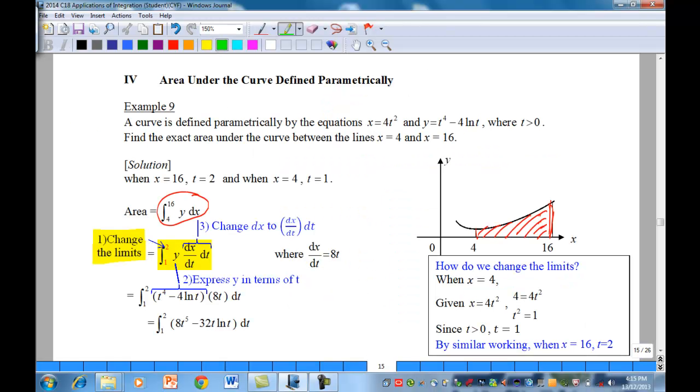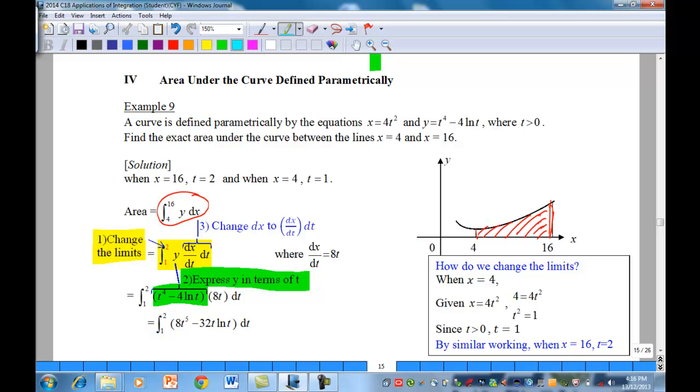Secondly, we need to replace y with an expression in terms of t. Express y in terms of t. In the question, since y equals t to the power 4 minus 4 ln t, we convert our y to this expression.